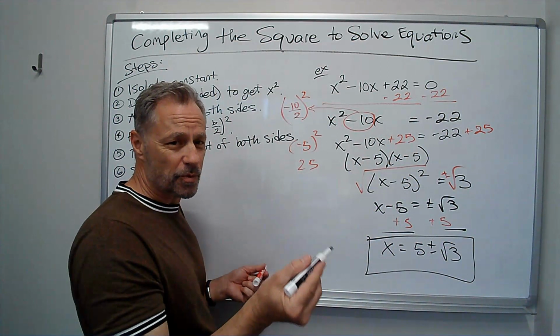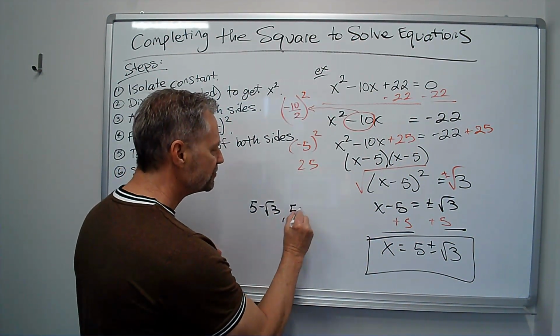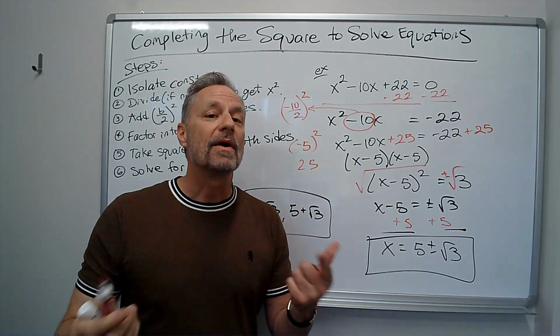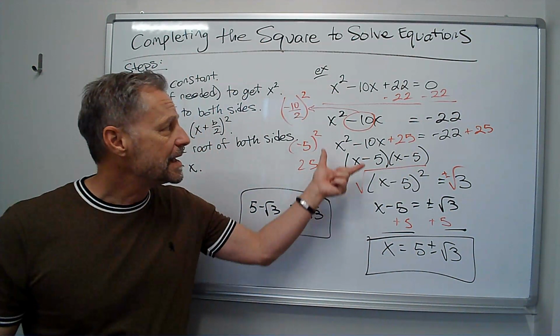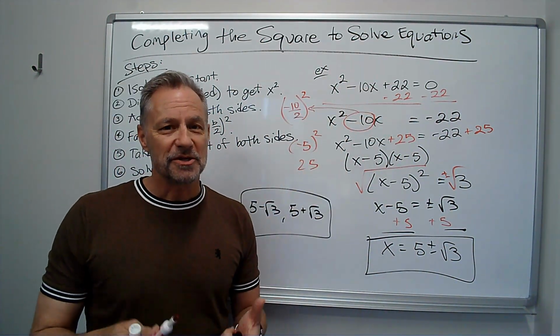If your teacher wants you to write it as two answers, it would be 5 minus the square root of 3 and 5 plus the square root of 3. However they want you to write the answer is fine, but that's the method of solving an equation using completing the square.